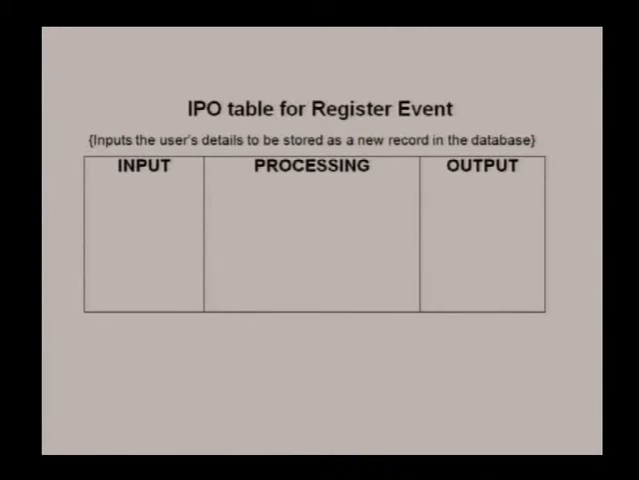There will be columns for input, processing, and output. Remember to add a heading and a short summary sentence about the IPO table.